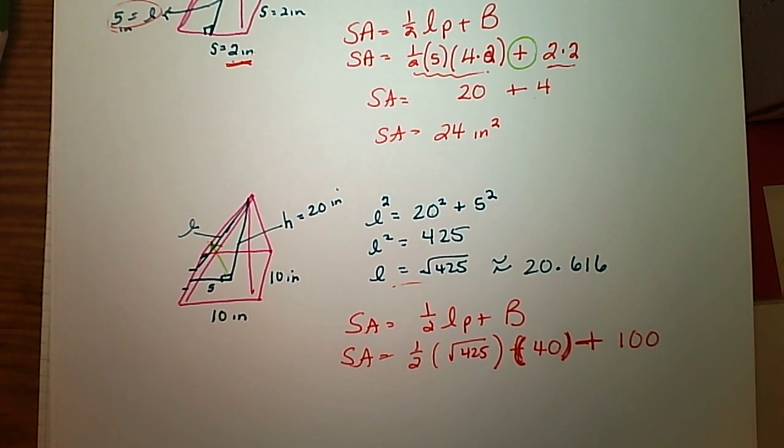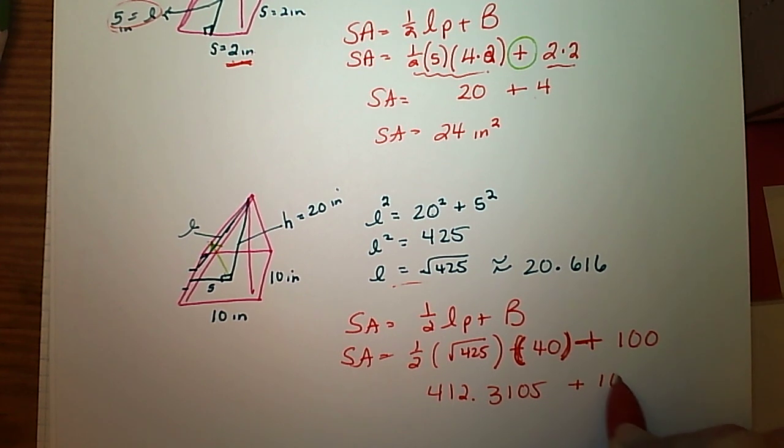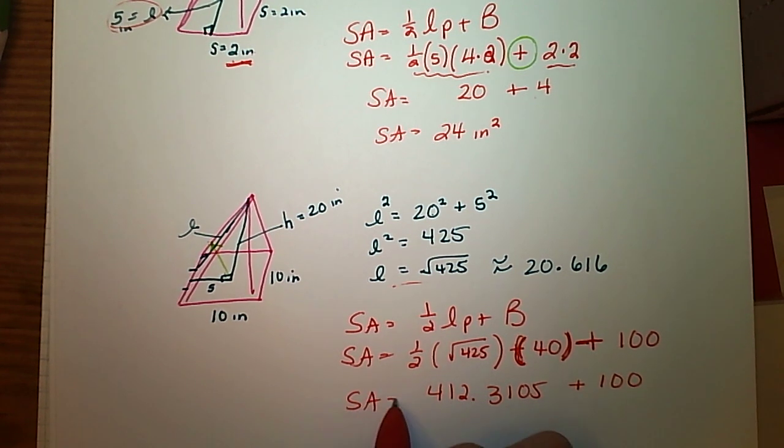So now I just come by and say 0.5 times my square root of 425 times 40 gave me 412.3105 and so on, plus 100. So my surface area is 412.31 inches squared.